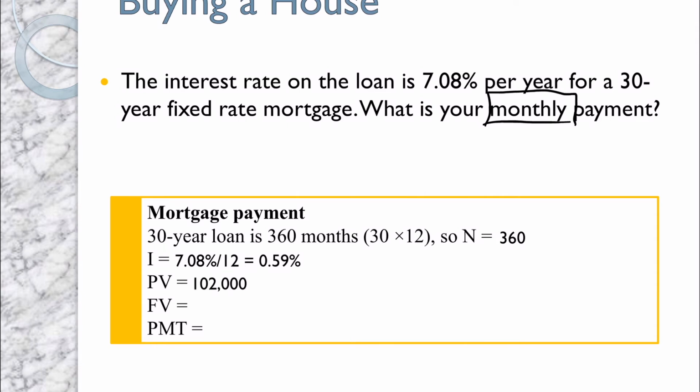That's what I'm going to be borrowing. And the future value is going to be 0. I'm going to pay off this loan in its entirety. And then I hit compute payment, solve for payment, and I get a value that actually should showcase negative $684.10.